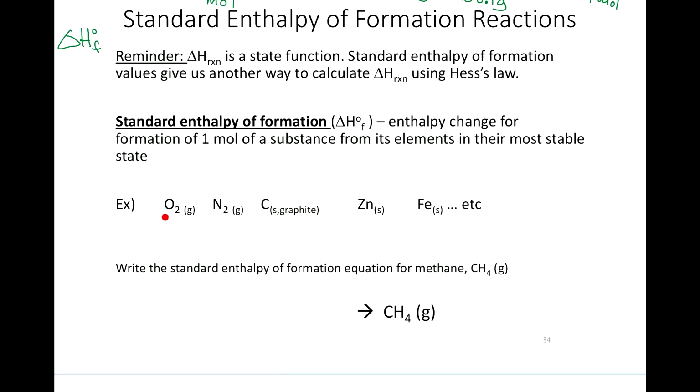Oxygen in its most stable state, how you'll find it on Earth, is O2 gas, and nitrogen is N2 gas. Or if we're talking about carbon, it's carbon solid, but specifically graphite. Graphite is actually more stable than diamond. Zinc solid, iron solid, those things, all right?